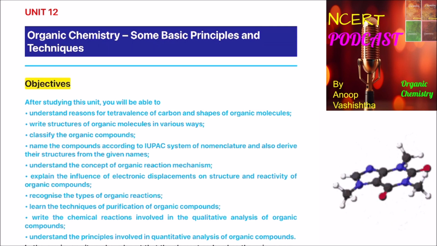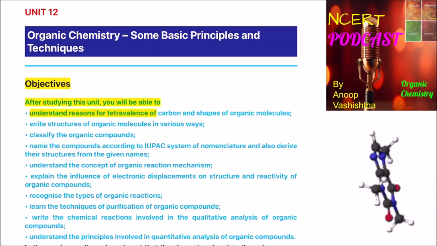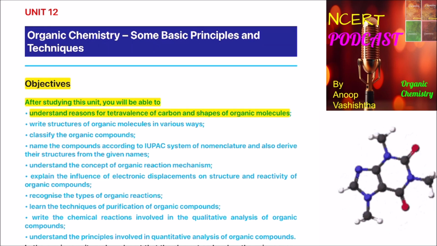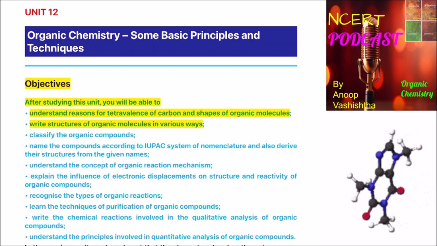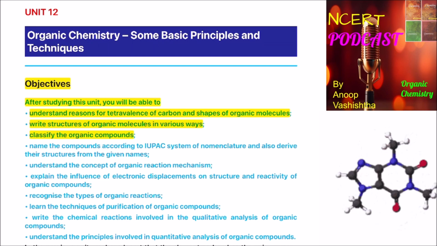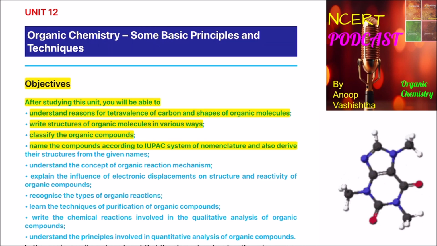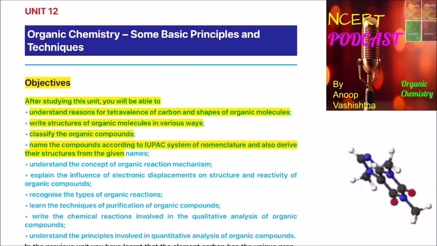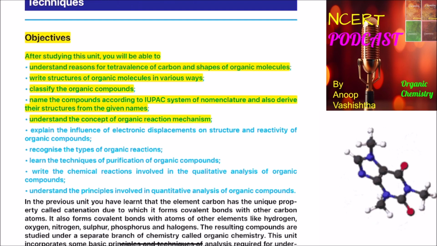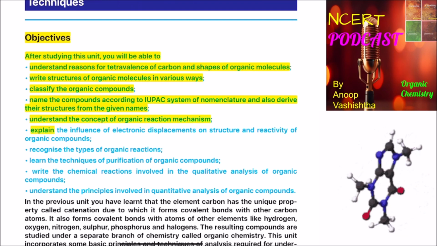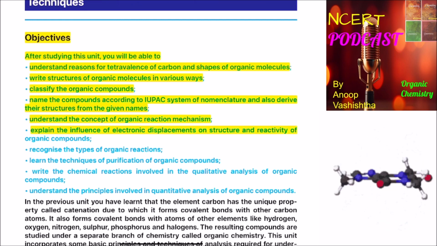Objectives. After studying this unit, you will be able to understand reasons for tetravalence of carbon and shapes of organic molecules. Write structures of organic molecules in various ways. Classify the organic compounds. Name the compounds according to the IUPAC system of nomenclature and also derive their structures from the given names. Understand the concept of organic reaction mechanism. Explain the influence of electronic displacement on structure and reactivity of organic compounds.